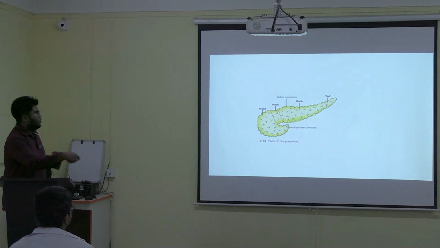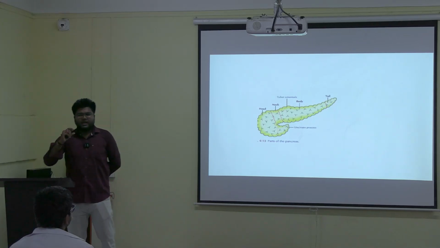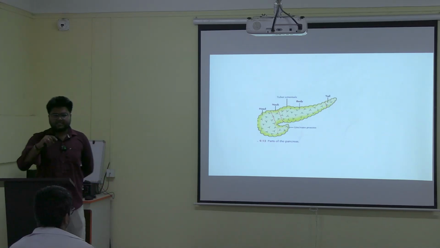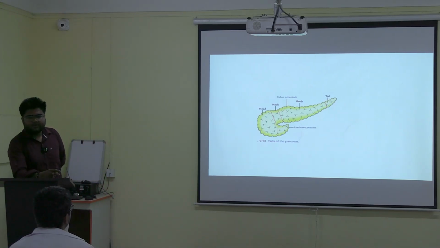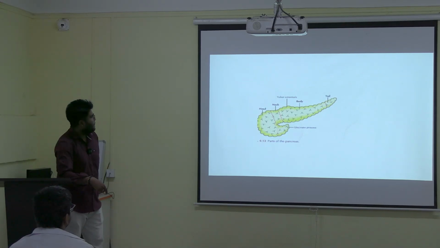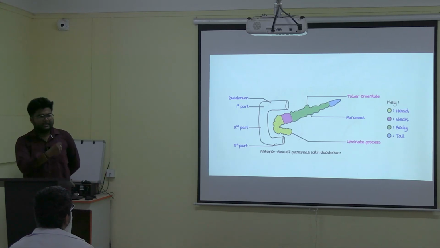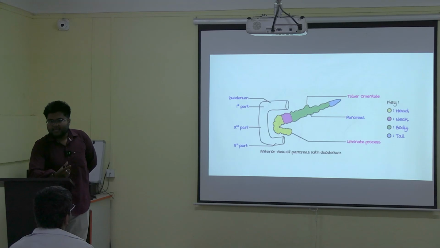And one more thing, how do you identify the neck? Behind your neck the portal vein is present. So by looking at the portal vein you can easily identify that this is the neck of the pancreas. And in the body one big elevation is present. This is called the tuber omentale. So there are basically 4 parts: head, then constricted neck, then the body, and then tail.